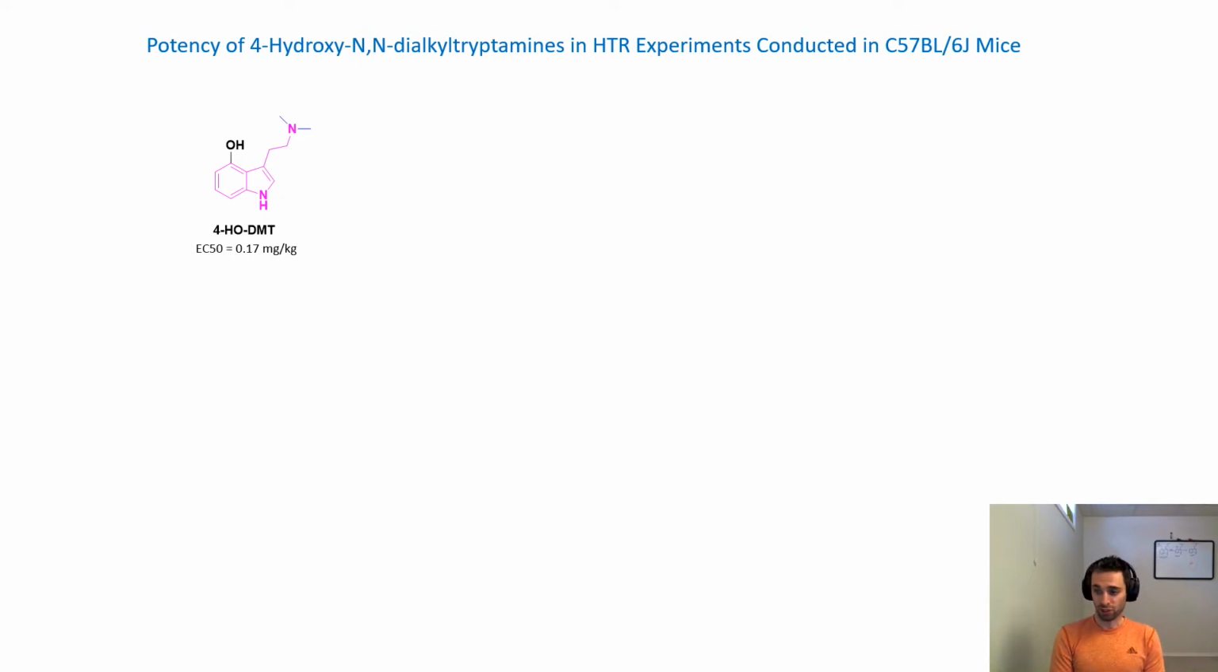So the EC50 value is this number. You don't really have to focus too much on the values. What you need to know is that an EC50 value that's closer to 0 means it's more potent. An EC50 value being further away from 0 is less potent.